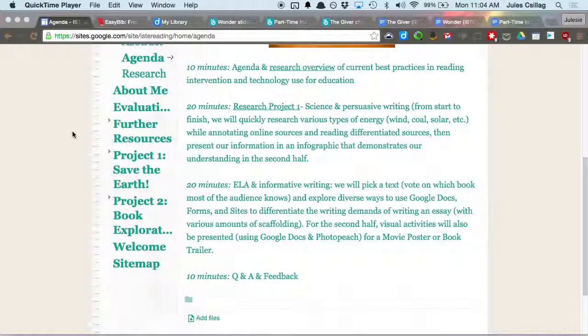And then the second half is more of a language arts informative writing, where we'll vote on a book that many of you know about, or to be honest, we can probably work on different books, where you'll use some of the quotes I found, and you will either write a paragraph or make a slideshow using PhotoPeach.